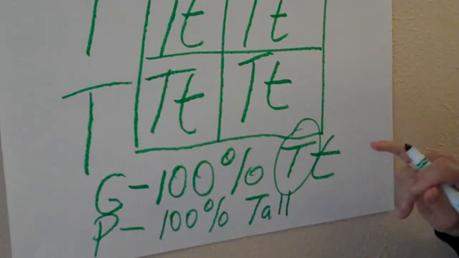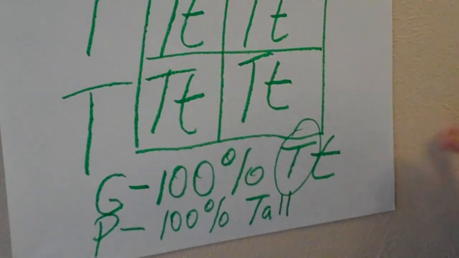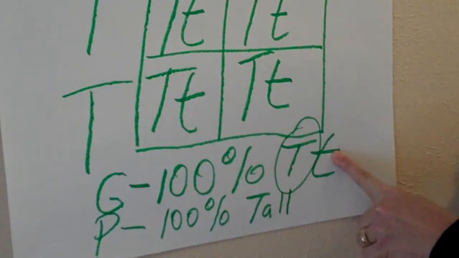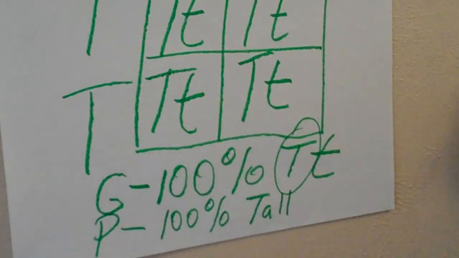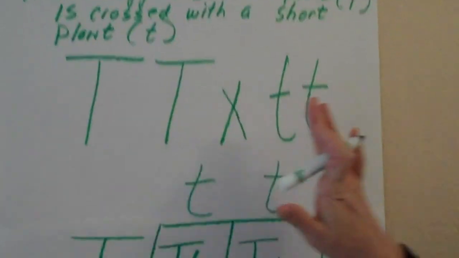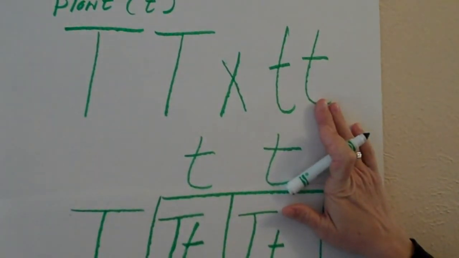Tall, brown, blue colors, descriptive words will always be what we use for phenotype. We will always express letters as our genotype. That concludes our review of problem number 1, a homozygous dominant parent crossed with a homozygous recessive parent.